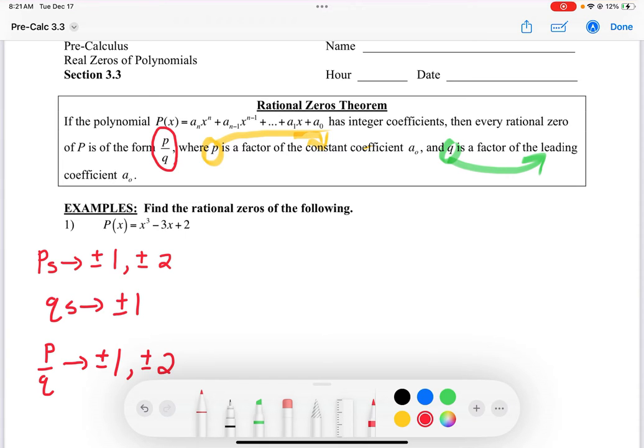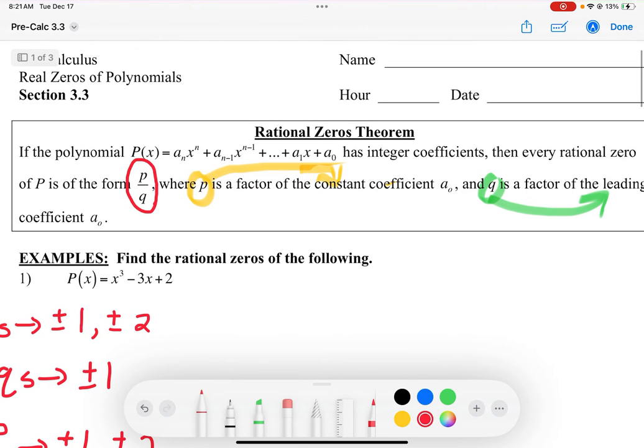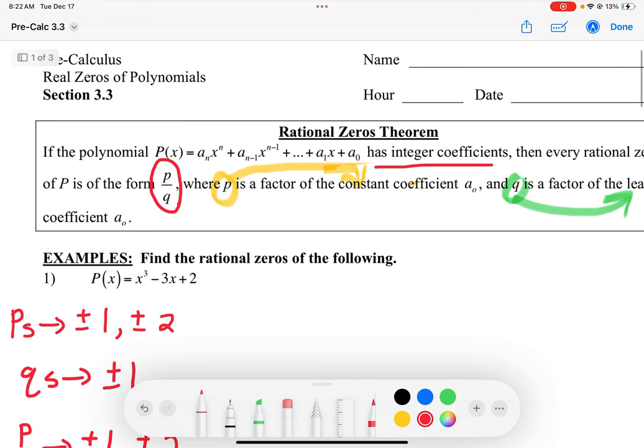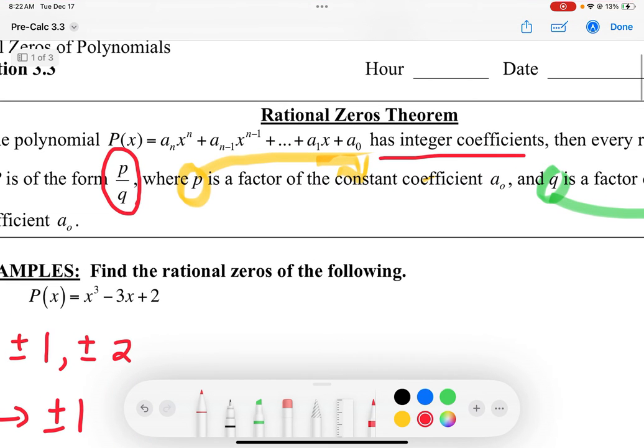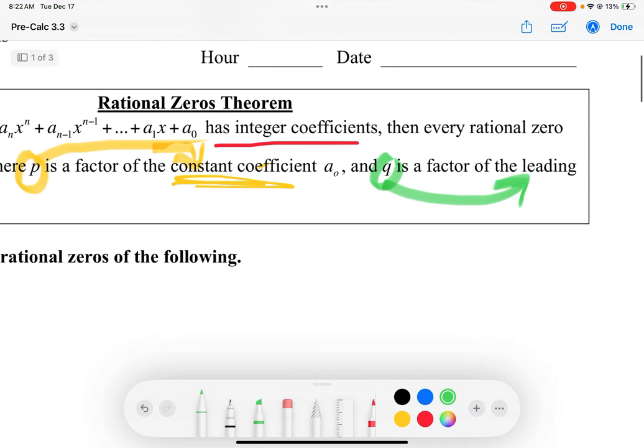So 3-3, we start using synthetic division to actually find the real zeros for bigger polynomials. The rational zeros theorem just says if we have a polynomial, p of x, and it could be any kind of polynomial, if it has integer coefficients, then every rational zero is in the form p over q. So you probably remember hearing about p's and q's in algebra 2. p is all the factors of the constant term, and q is all the factors of the leading coefficient.